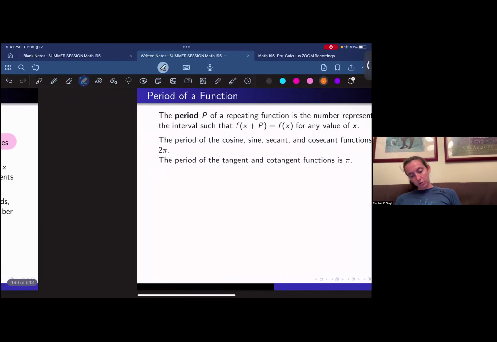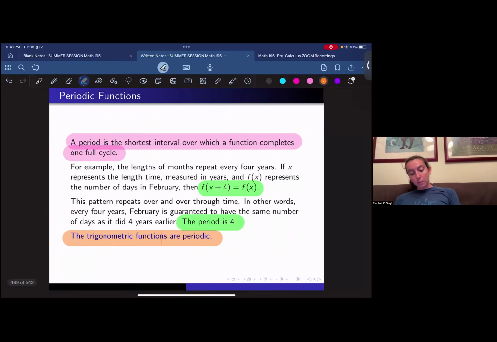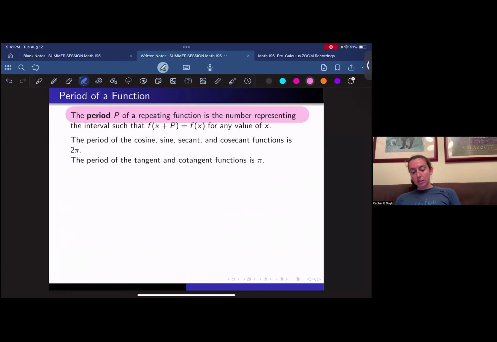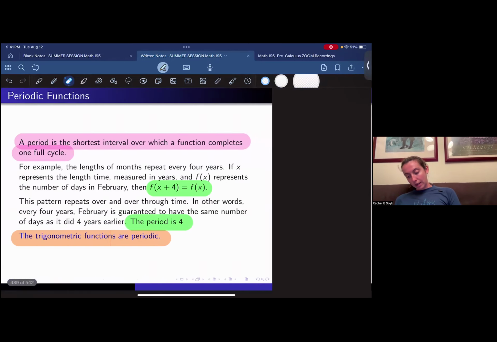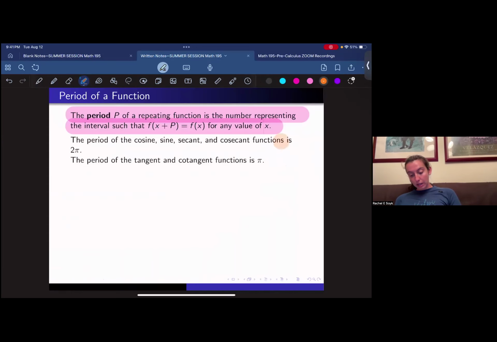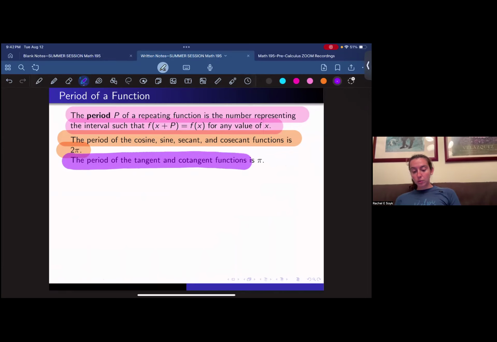I'm just going to color code this properly. I'll put this in pink. So the period p of a repeating function is the number representing the interval such that f of x plus p, or period, is equal to f of x. When it comes to trig, put this in orange, our period for our cosine and sine related functions is 2 pi. And our period for our tangent related functions, so tangent and cotangent functions, is pi.